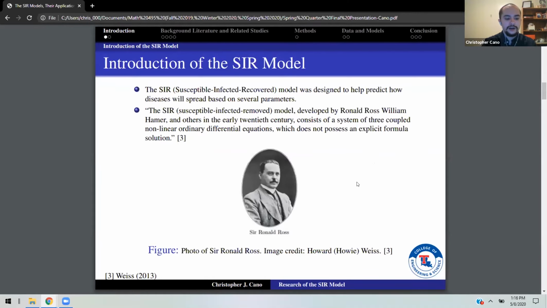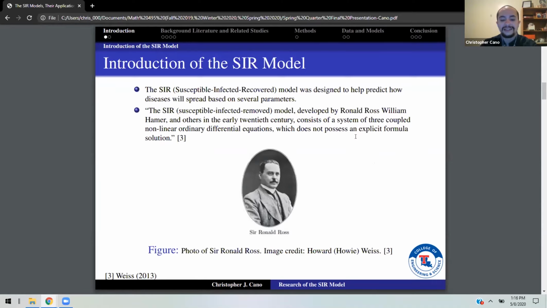So an introduction of the SIR model. It was developed by Sir Ronald Ross. Its purpose is to help predict how diseases will spread based upon several parameters. The model consists of a system of three coupled nonlinear ordinary differential equations.